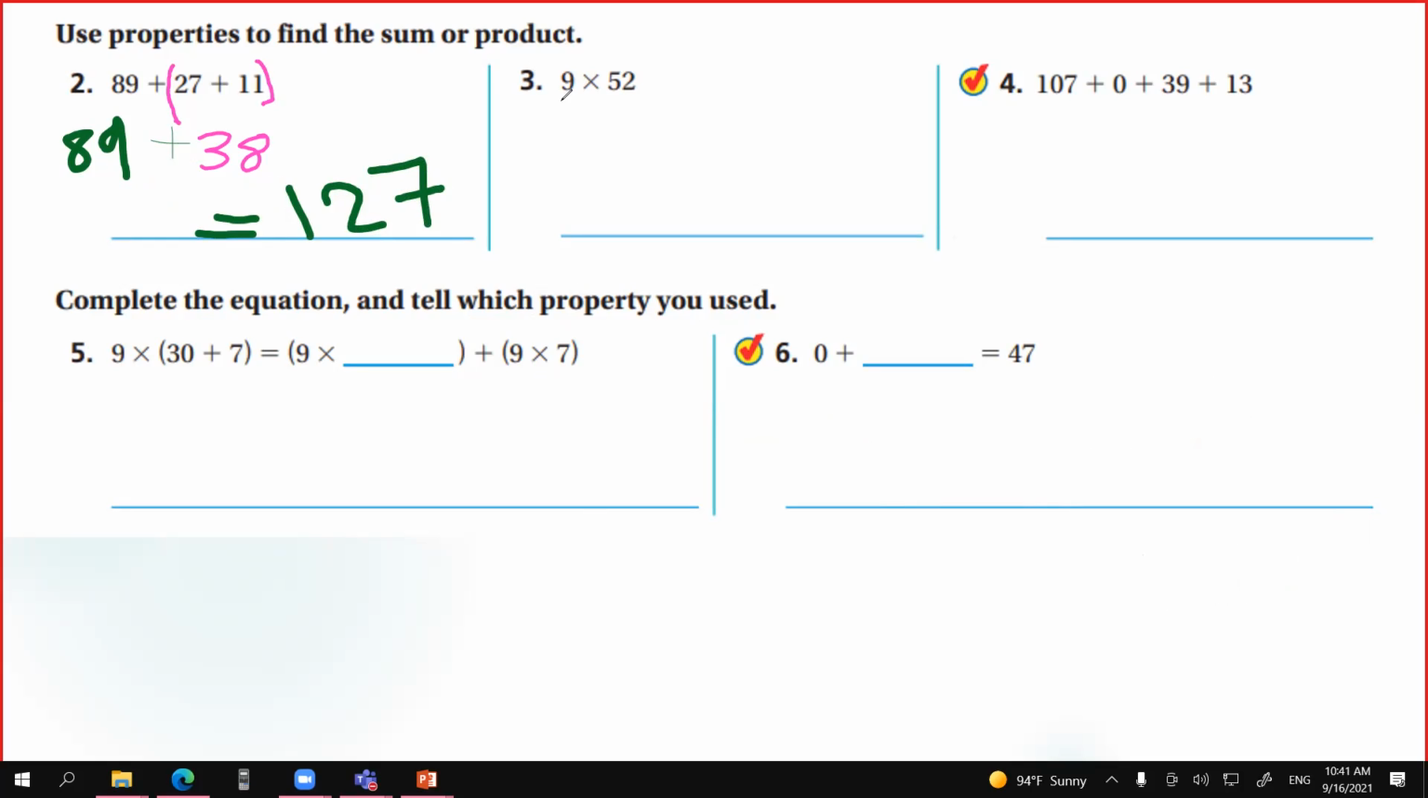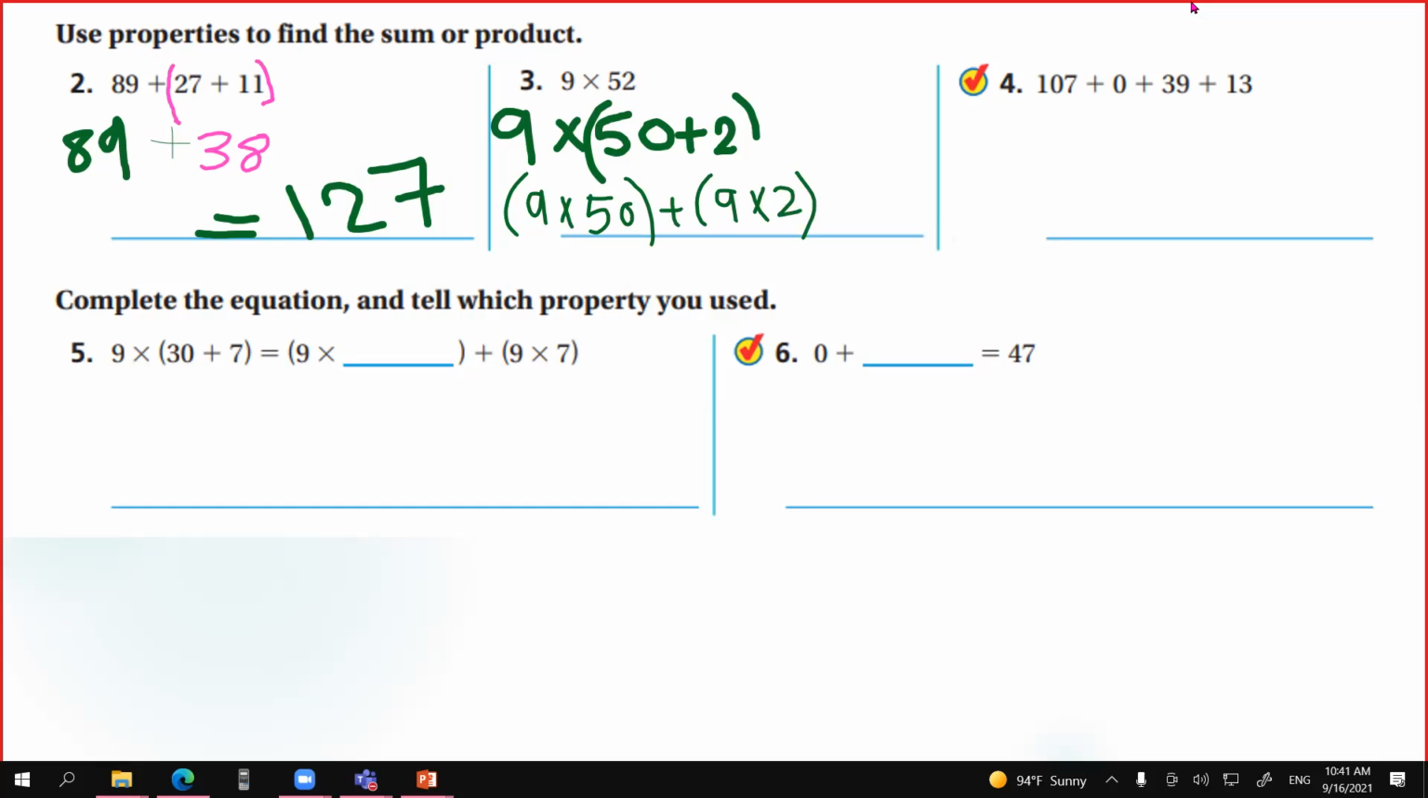Now here, 9 times 52. I want to use the properties to find the product. Which property do I have to use? Who can tell me? Yes, let's use the distributive. Here, we can say that 9 times 52 is equal to 9 times 50 plus 2. Then it's 9 times 50 plus 9 times 2. Is it right?